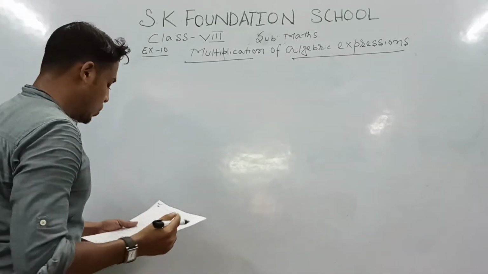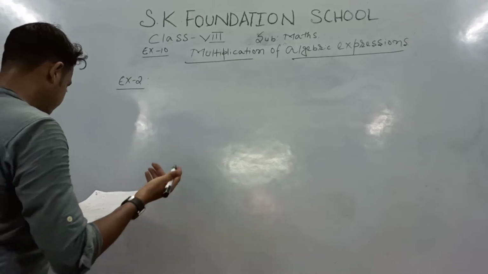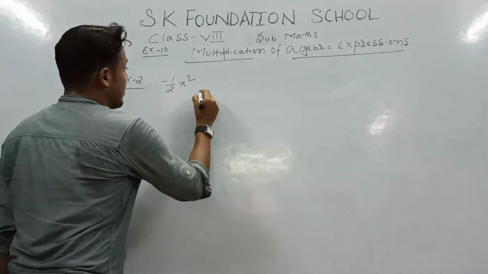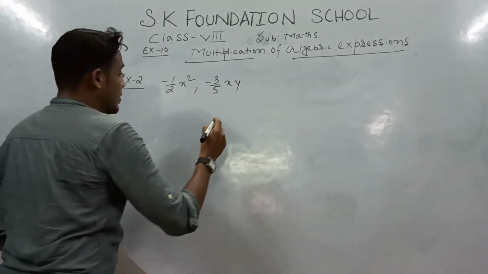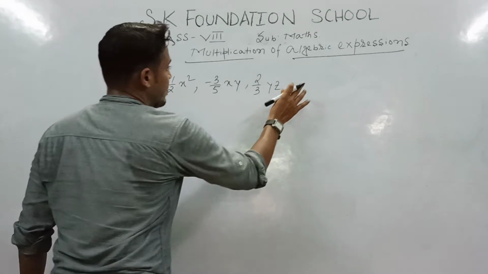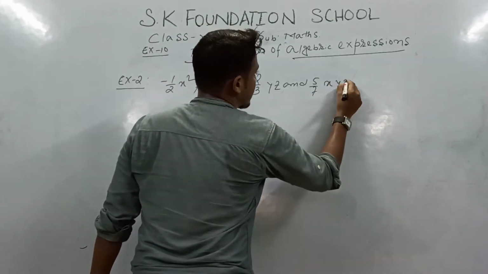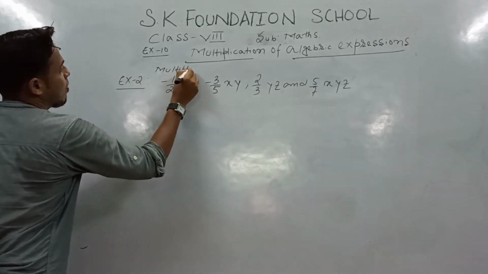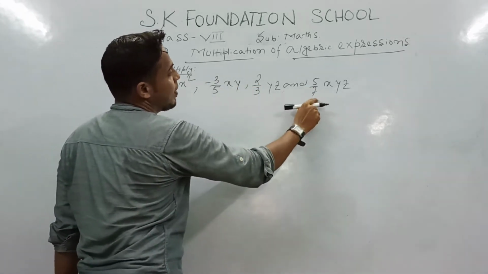Now come to example number 2. Our question is: multiply minus of x square, minus 3 by 5 xy, 2 by 3 yz, and 5 by 7 xyz. Okay, multiply minus x square, minus 3 by 5 xy, 2 by 3 yz and 5 by 7 xyz.